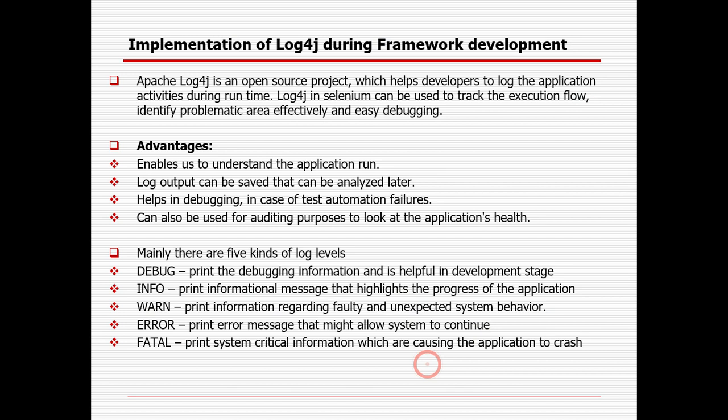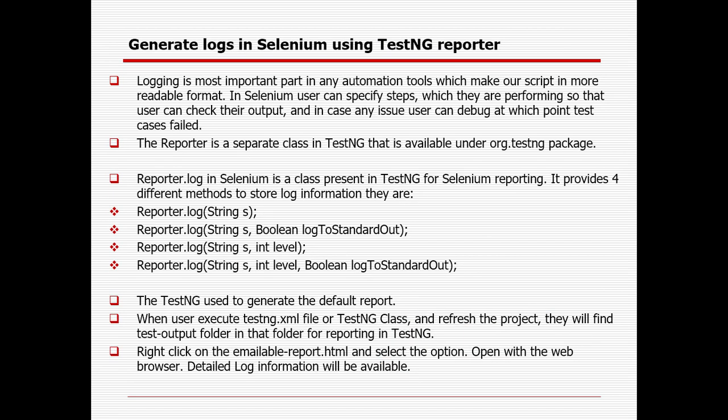Next I will show you how we can generate logs with the help of TestNG properties, right? Logging is the most important part of any automation tool. It does not matter whether you are using QTP, Silk or Selenium, it makes our script more readable. In Selenium, the user can specify the steps they are performing, so they can check their output and, in case of any issue, debug at any point of test case failure.